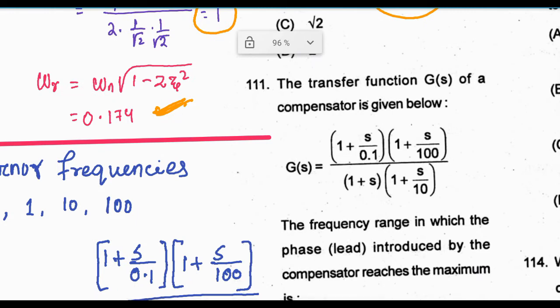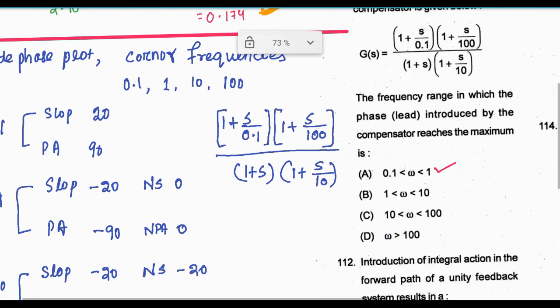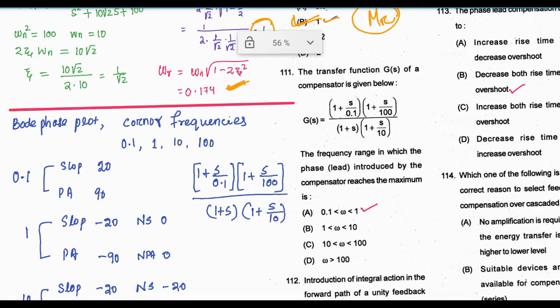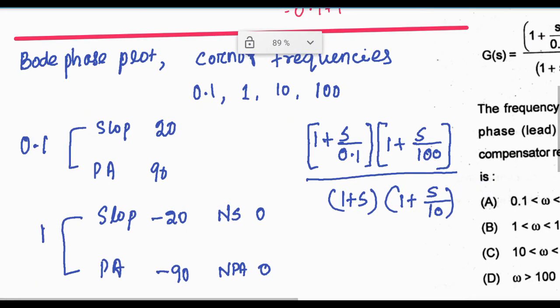Next question: the transfer function G(s) of a compensator is given below. The frequency range in which the phase lead introduced by the compensator reaches the maximum. So we have to find out the maximum phase lead in which frequency range. Here is the given open loop transfer function, and what are the corner frequencies?